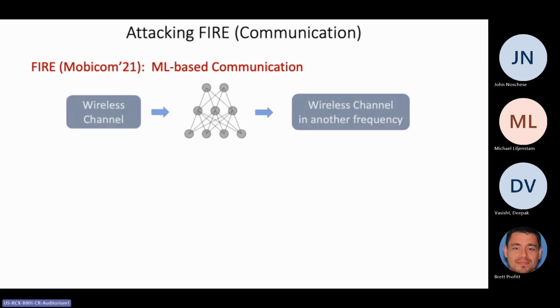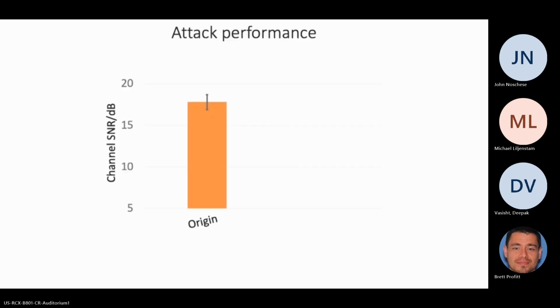So this is where we are attacking a system called FIRE, where the input is a wireless channel and the output is a wireless channel on another frequency. It's a neural network that does this prediction. So this system achieves a channel SNR of about 17 dB in this environment. And when we attack this, the performance goes lower, actually significantly lower. The average performance is about 10 dB.